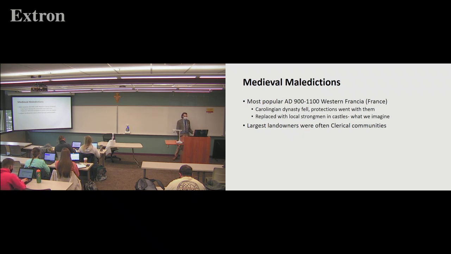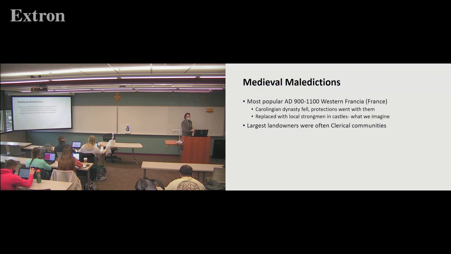Now, this practice mainly took place in Western Francia, modern-day France, from 900 to 1100 AD. What happened is the Carolingian dynasty fell, and once that fell, the governance that they provided went with them. So basically, you had a bunch of local strongmen in castles, what we imagine the Middle Ages to be, all fighting with each other, trying to take land from other people. There was no government to protect any property rights of the individuals there.